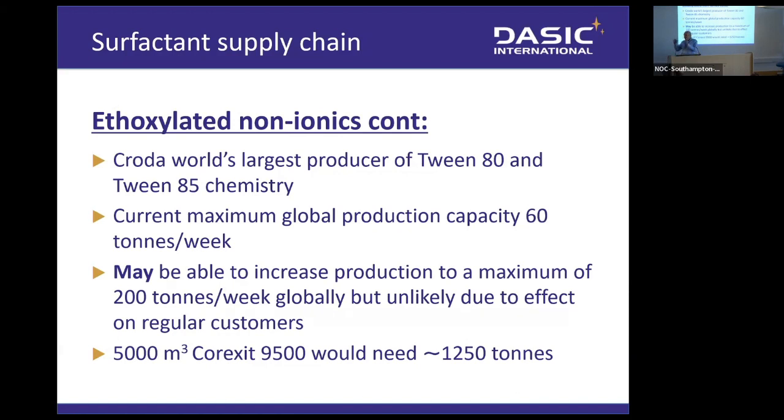And again, talking about the 5,000 cubic metres of Correxit 9500 in the US alone, that would take about 1,250 tonnes of Tween 80 and Tween 85 mixture. So again, if Croda are talking about making 60 tonnes a week globally, that gives you an idea how many weeks it's going to take to produce 1,250 tonnes. We're talking about weeks to ramp up supply to replace that 5,000 tonnes of Corexit.